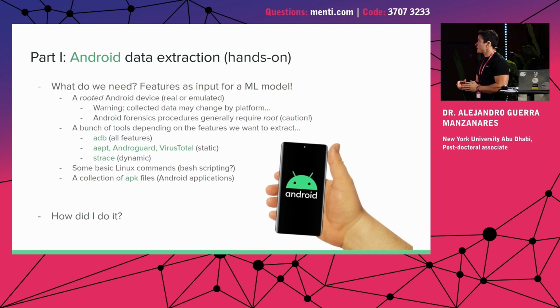To extract the features, what do we need? We need an Android rooted device. Why? Because we are trying to extract behavioral data, and you need root permission for that. This has to be done beforehand. If you are doing this for Android forensics purposes, it's problematic because it can lead to you wiping all your data or breaking the device. So in our case, we always start from an empty, restored but rooted device, and then we need a bunch of tools.